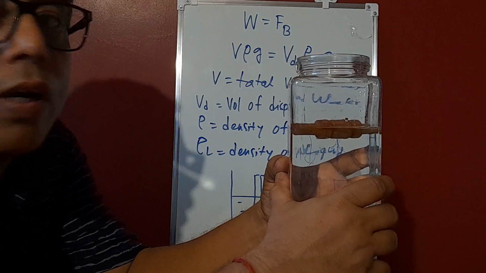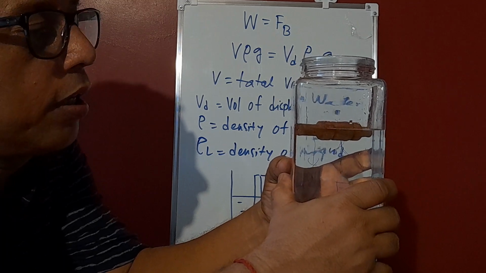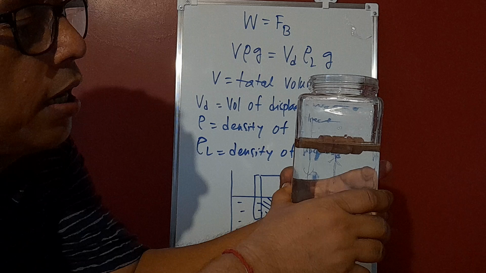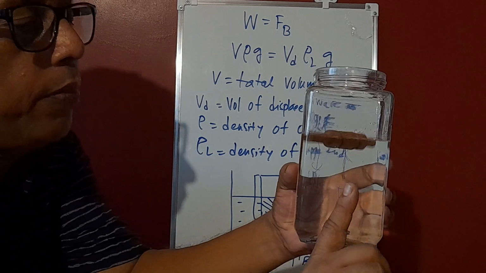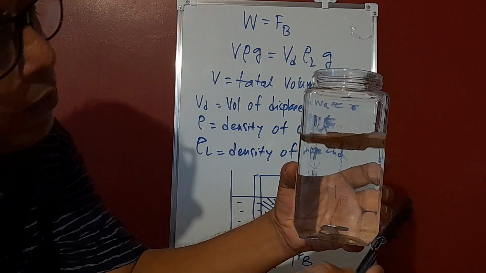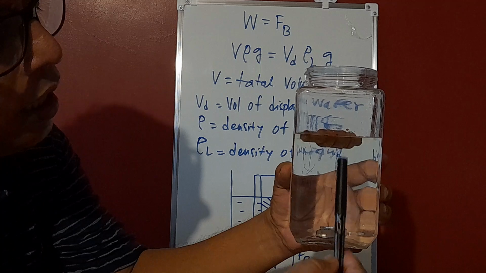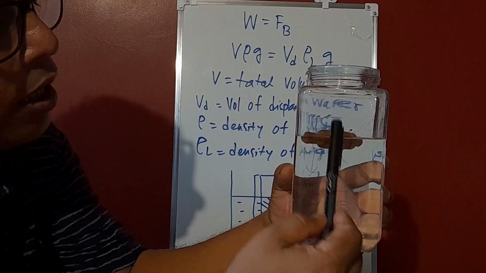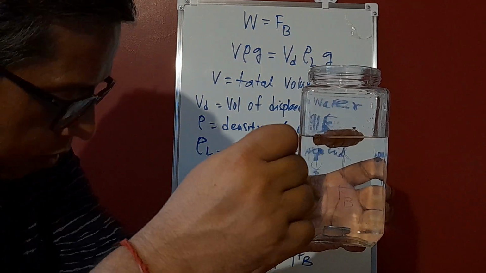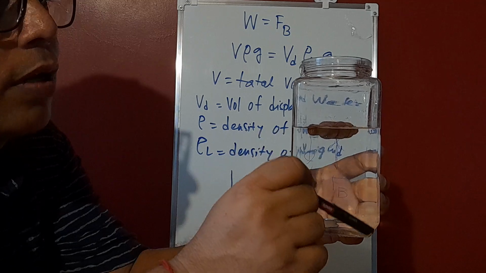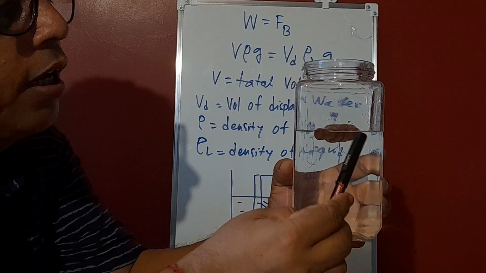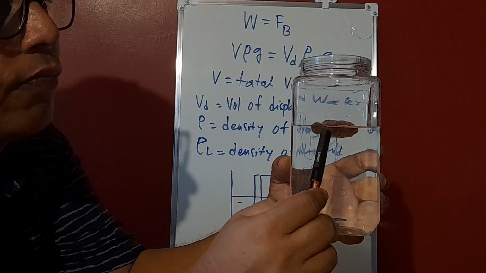So this is FB, right? FB is very important here, to understand what FB is. This FB is acting upward. If I just mark here, FB, the force of buoyancy, acts upward and weight acts downward. So dear students, this is very important: the condition of floating is that weight is equal to FB.